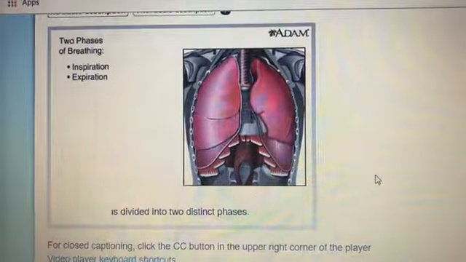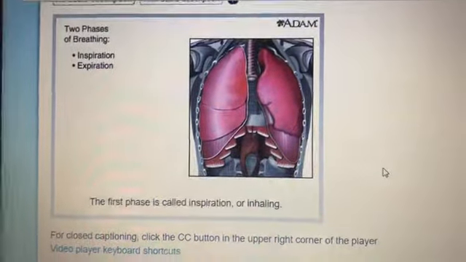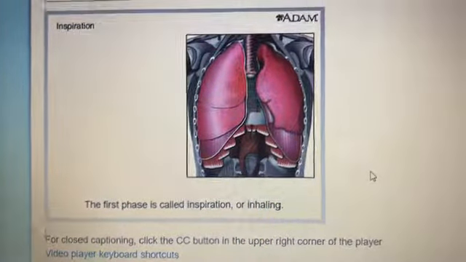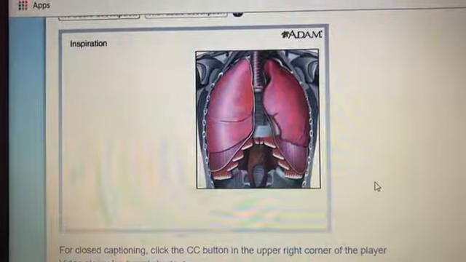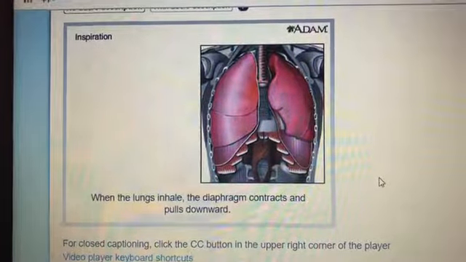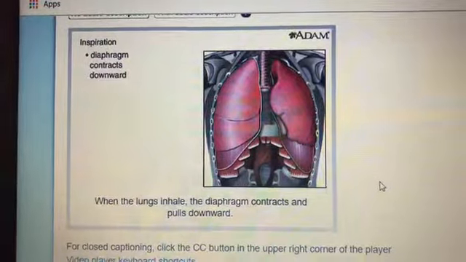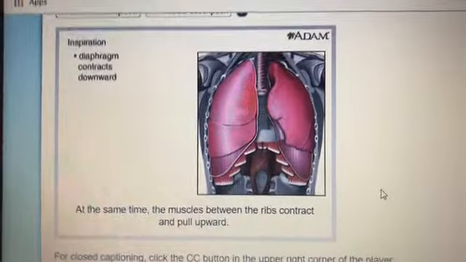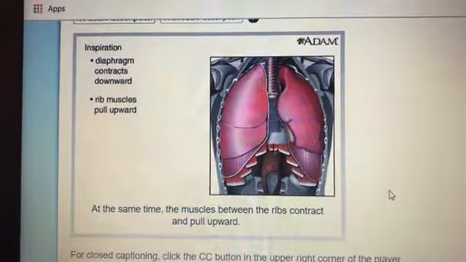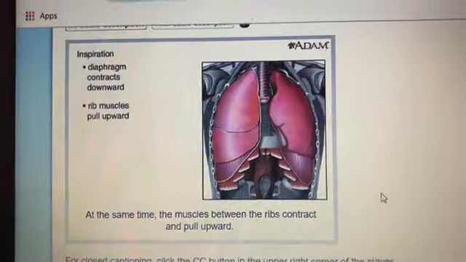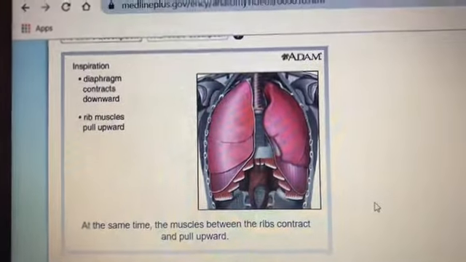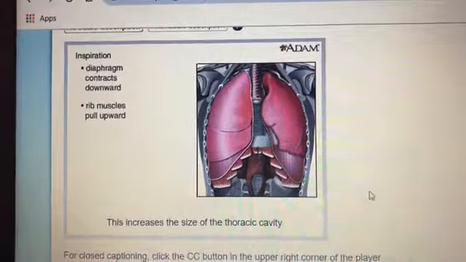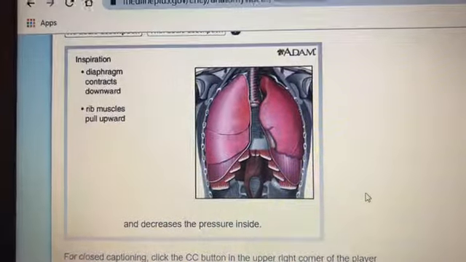And now this is going into what I talked about, which is inspiration, inhaling, and it's giving you a rundown of that, a step by step over here on the side as it's talking. Letting you know what the ribs are doing, which essentially is the diaphragm, because if you think of the human body, it kind of makes sense.